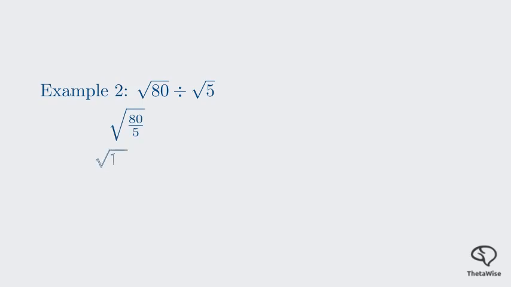Now for division. Using our rule, we can put both numbers under a single square root. 80 divided by 5 is 16. The square root of 16 is exactly 4. So root 80 divided by root 5 simplifies perfectly to the integer 4.